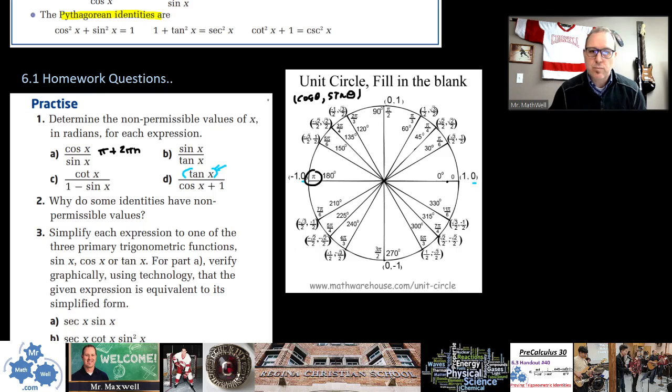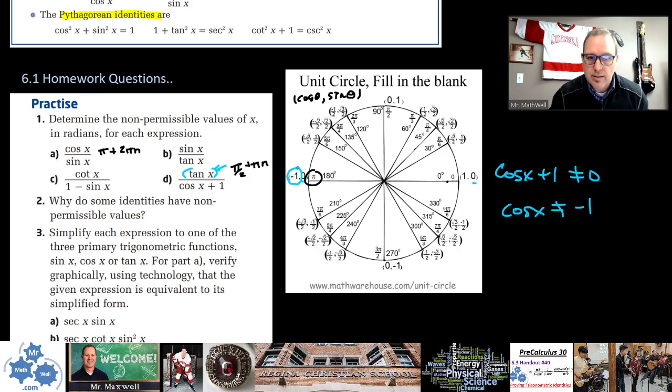So the restricted values would be pi over 2 plus pi n. So pi over 2, you can write it that way. Cannot equal that. And also cos x plus 1 can't equal 0 as well. So if we have cos x plus 1 cannot equal 0, that means cos x cannot equal negative 1. So where is cos negative 1? I see right here. And that's at 180, or that's at pi.